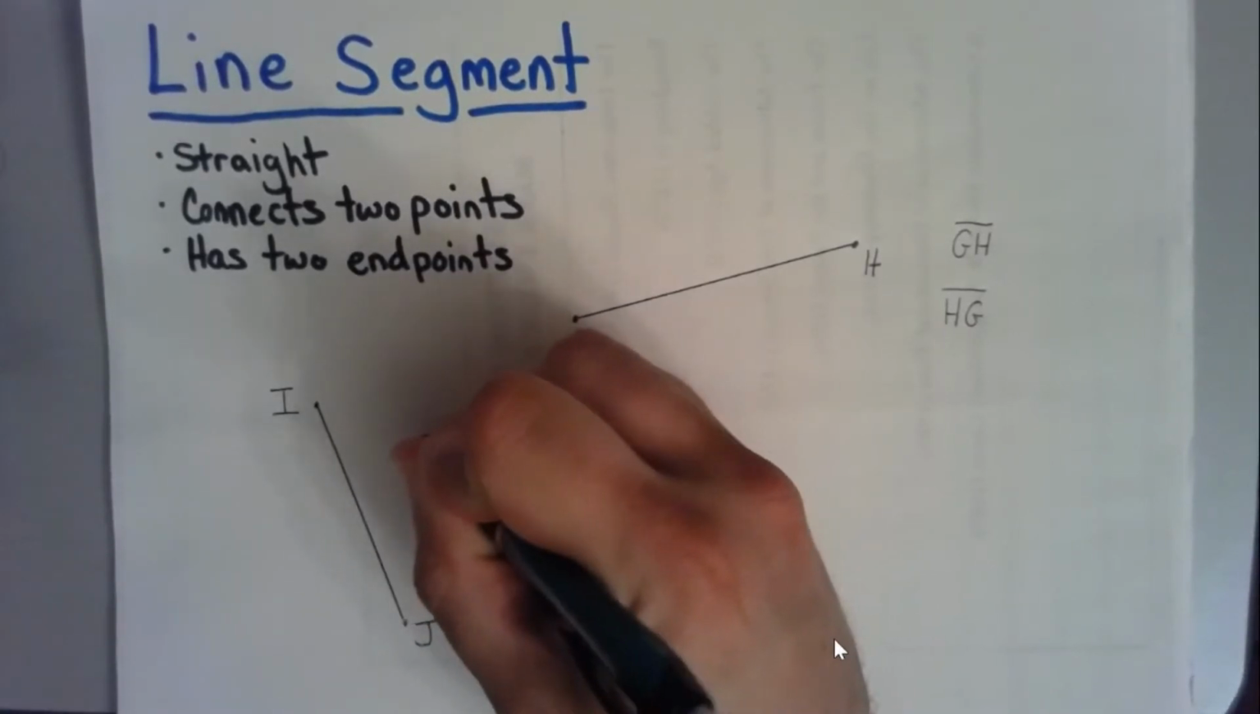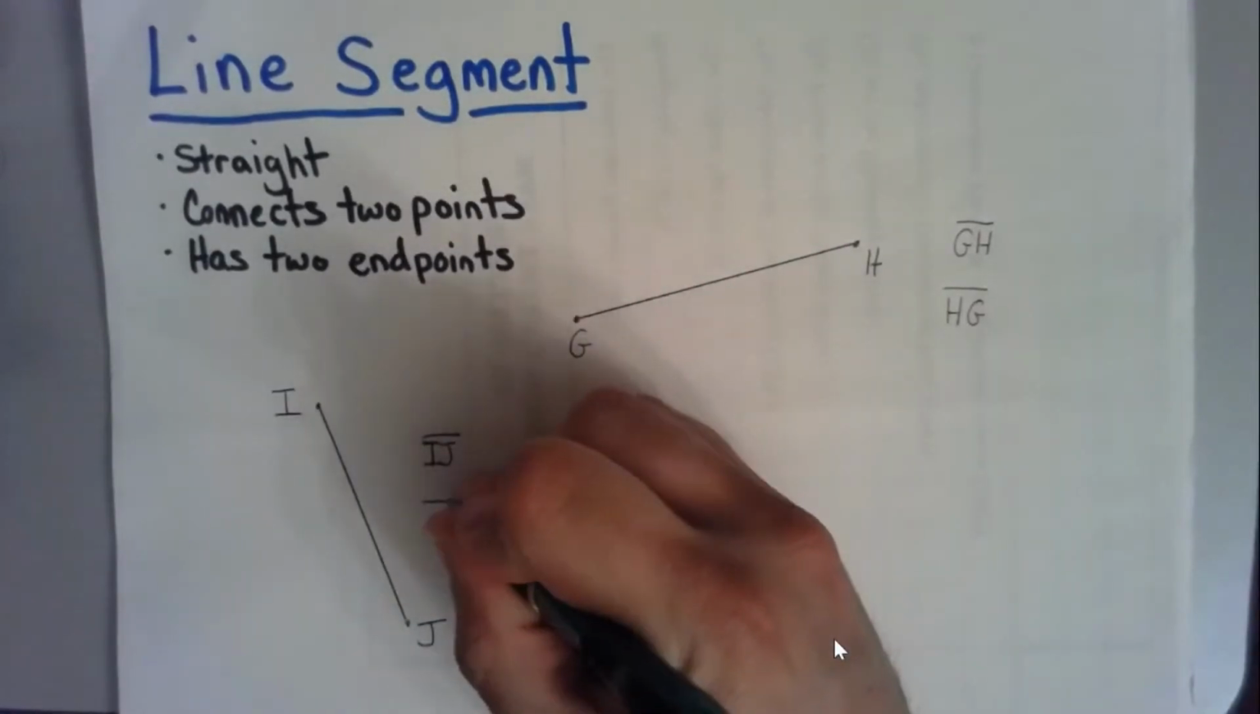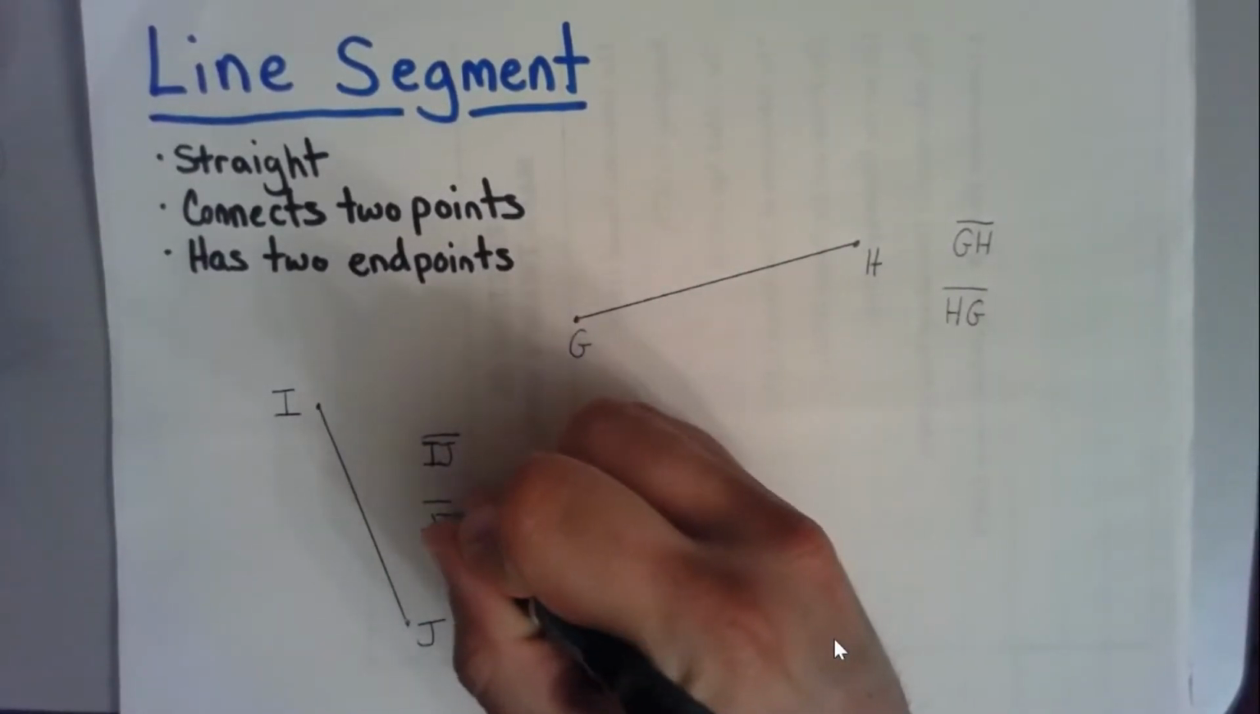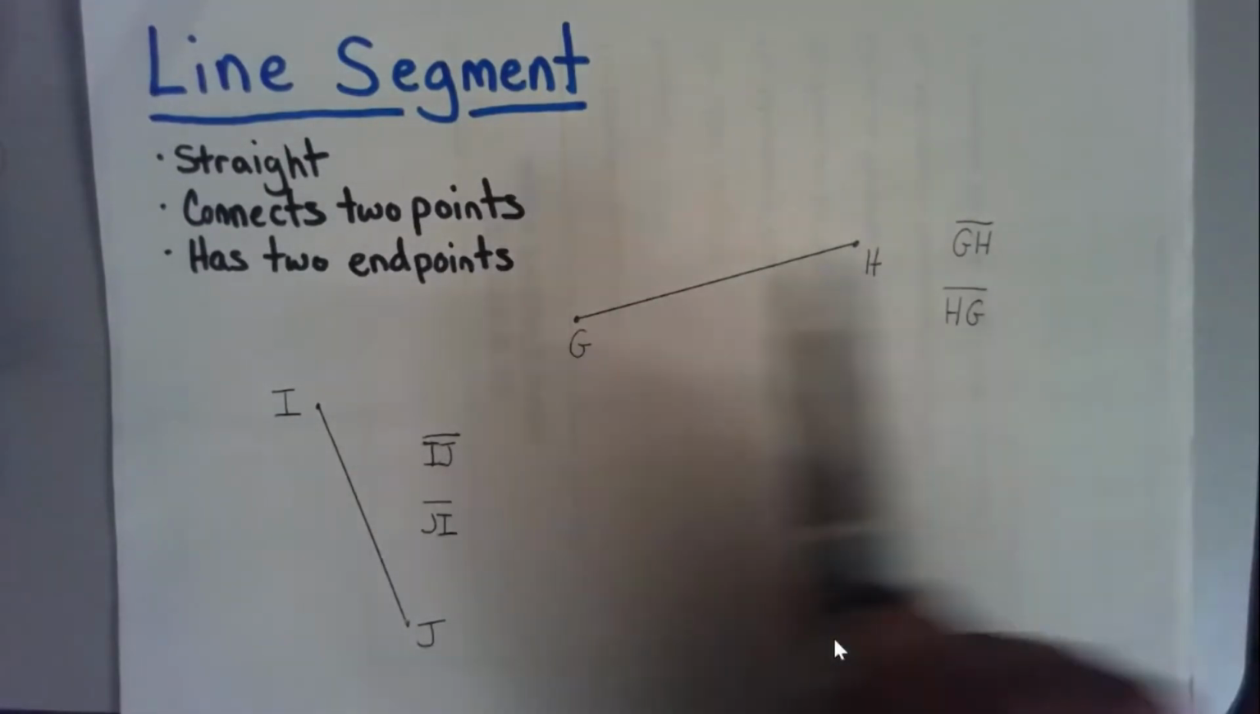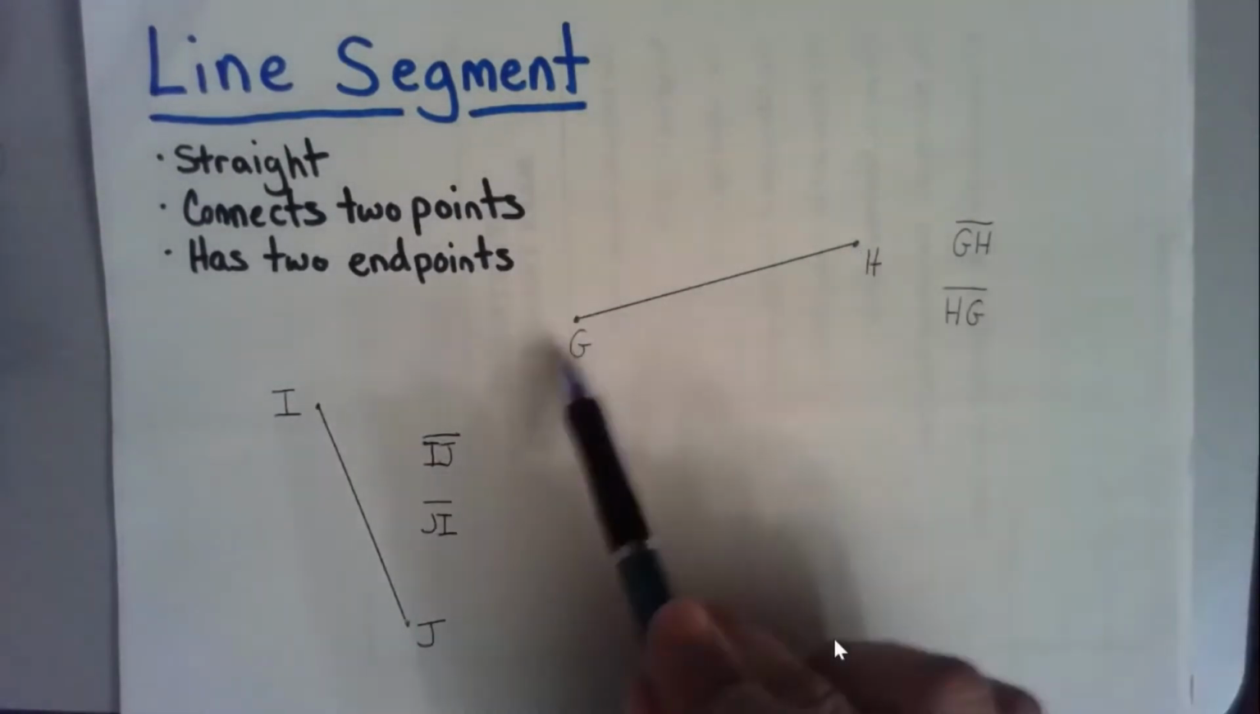It's supposed to be capital I. I'm running out of ink here. Or line segment JI. And the idea is that since neither has a beginning, neither is officially the beginning or the end, they're just endpoints. I could go in either direction.